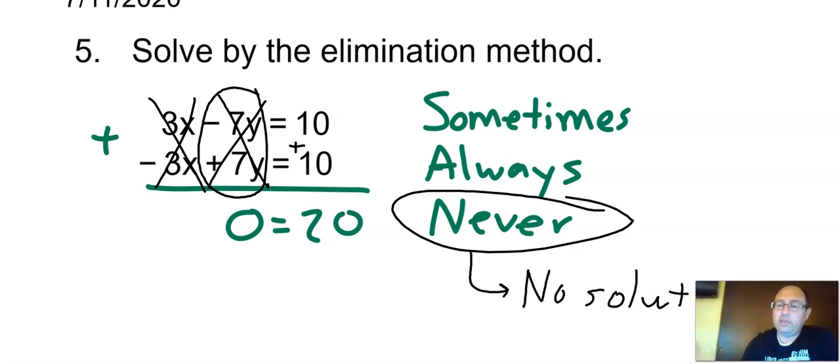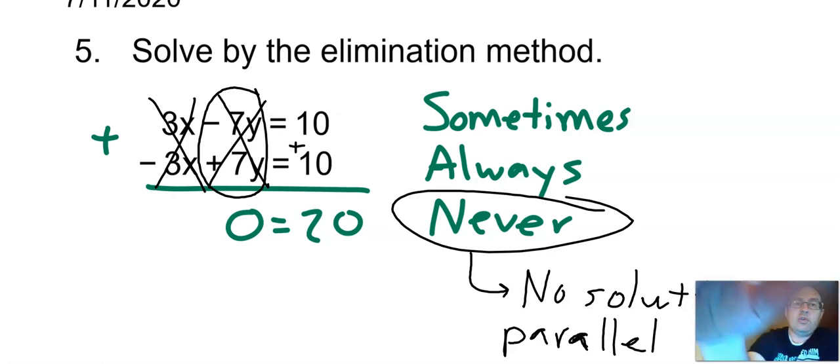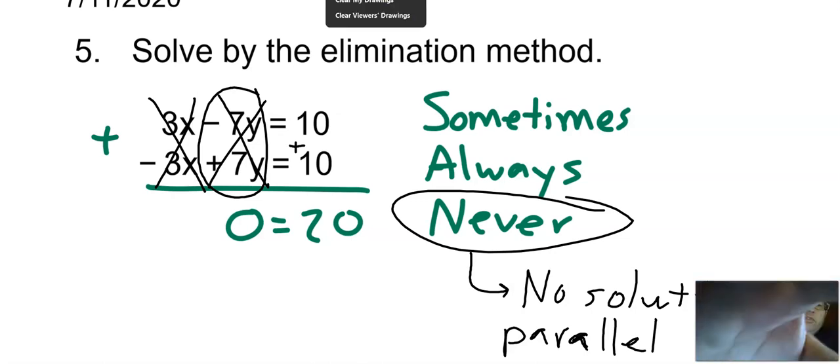Now, we know that no solution means that these are parallel lines. Wow, my A's are really looking bad there. Parallel lines. So, that's the situation we're in for this question. All right, let's move on to the next question.